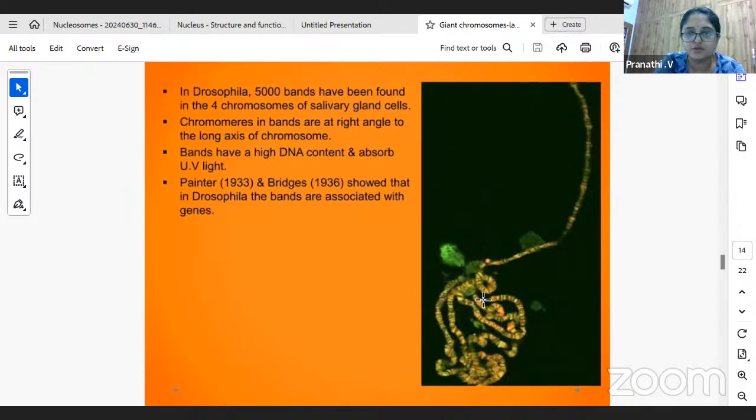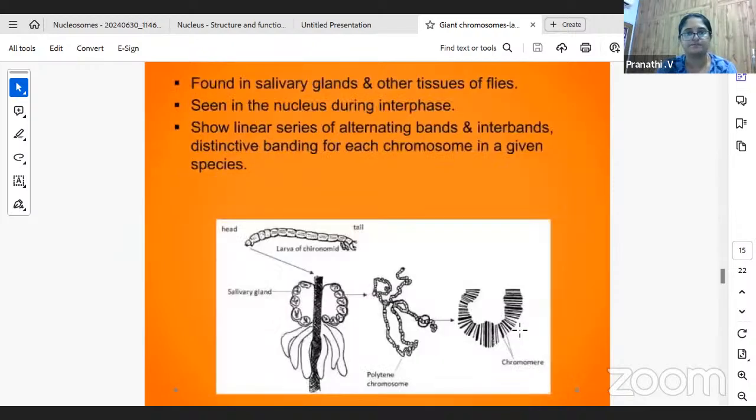The polytene chromosomes are seen. 5,000 bands are present in the 4 chromosomes of salivary glands. Chromomeres are at 90 degrees to the long axis of the chromosome. So DNA content is high, so they also absorb UV light, and these bands, whatever you see, usually correspond to the genes that are present.